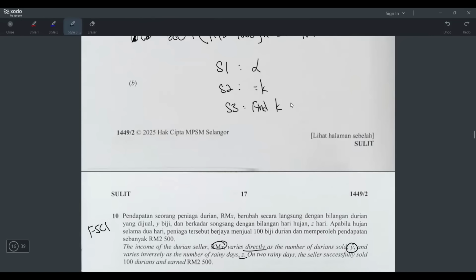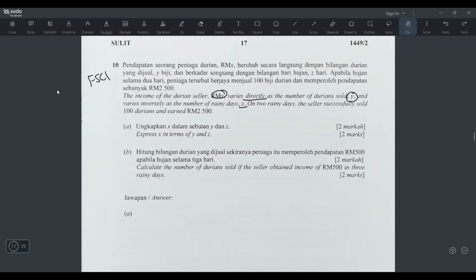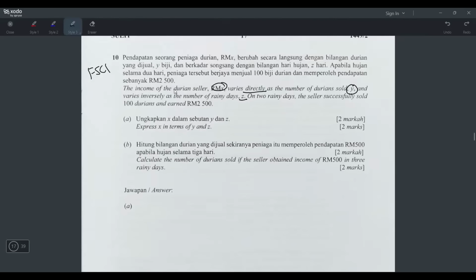But when you find k, you need to have full information. Then step 4 is rewrite. After you find k, you put it back inside the equation and rewrite the whole thing. And step number 5 is see what the question wants. Let's read again. X varies directly as the number of durians sold Y. So we can write the variation symbol already. X varies, directly means you write it on top, so Y goes on top. And inversely as the number of rainy days Z, so this one is Z.